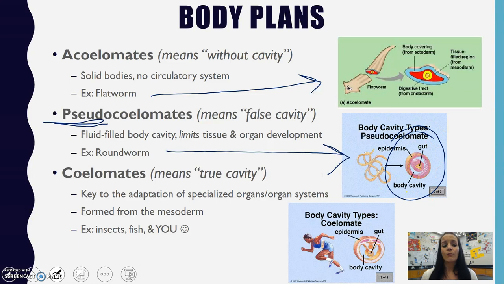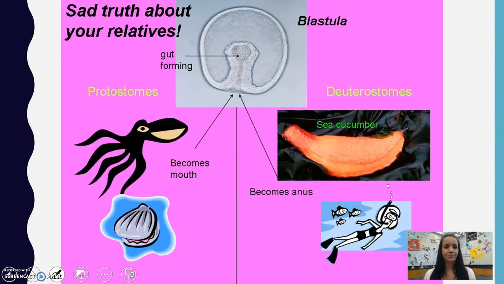And lastly, a coelomate, which just means true cavity. This is why animals have organs and organ systems. It's formed from the mesoderm, which we just talked about, right, is the middle. And this is in things like insects, fish, and of course, you.